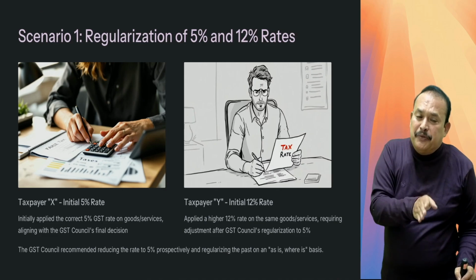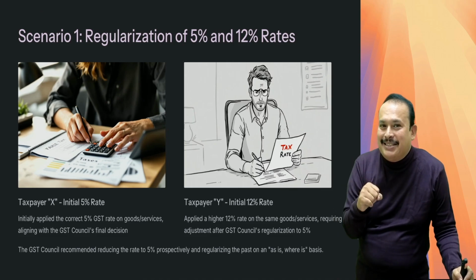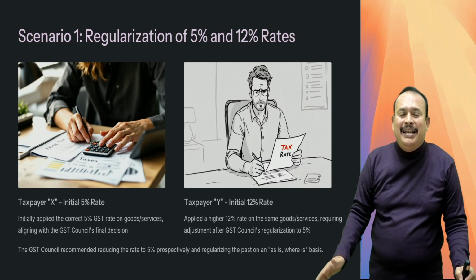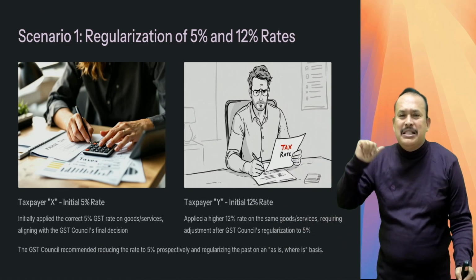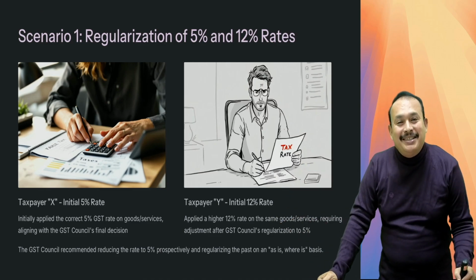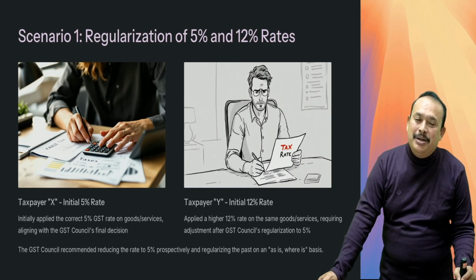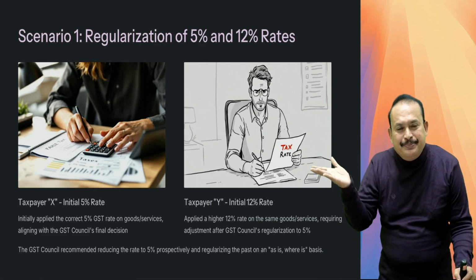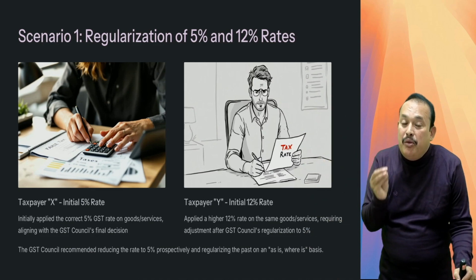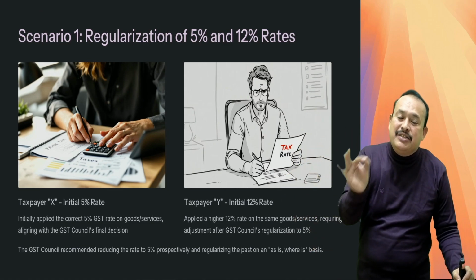In that case, before the date of clarification, taxpayer Y paid 12% tax, and came to know that from today onwards, he is supposed to pay 5% only. Whatever he paid in the previous period, prior to the date of clarification, an excess rate of 7%, can he ask for a refund? The GST Council said no, it is decided as per the "as is, where is" concept. Meaning what? Previously, if you paid excess, don't ask for a refund. Previously, if you paid less, we won't issue notice to recover the shortfall. That is the meaning of "as is, where is."